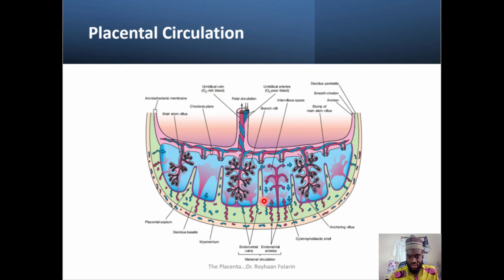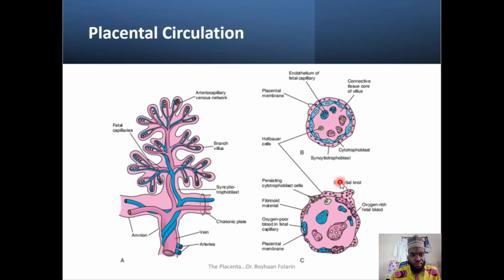So each cotyledon consists of two or more main stem villi and many branch villi, like you can see here. So here is a main stem villus, and then you can see the branch villi stemming from the main stem villi. Only one stem villus is shown in each cotyledon, but some of those that have been removed are indicated right here. So it doesn't mean these do not have the main stem villi. It's just for illustrative purposes.